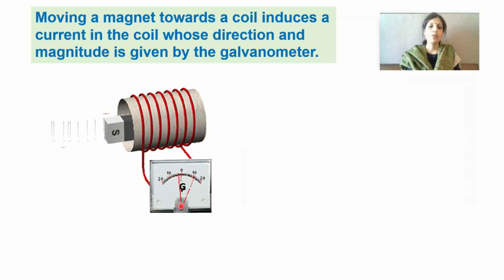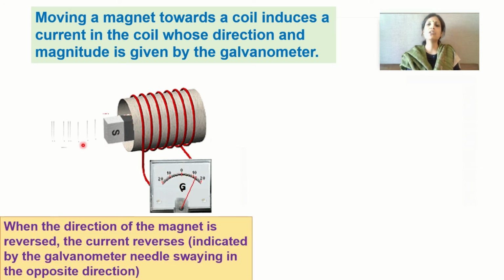Meaning, when the direction of the magnet is reversed, see, once we are taking the magnet inside, that's one direction. Once you are taking it outside, that's the other direction. So when you change the direction of the magnet, you can see that the deflection in the galvanometer also changes. Once it is going right, then it is coming to left. So when the direction of the magnet is reversed, the current also reverses, and this is indicated by the galvanometer.